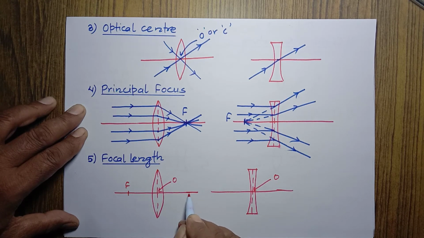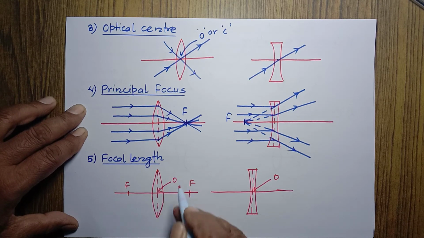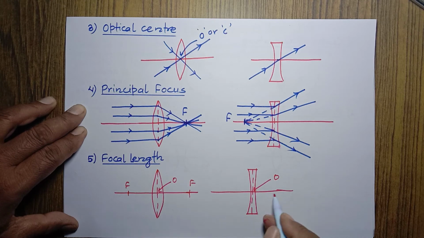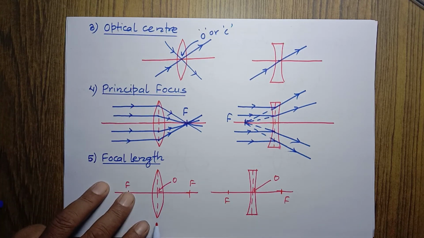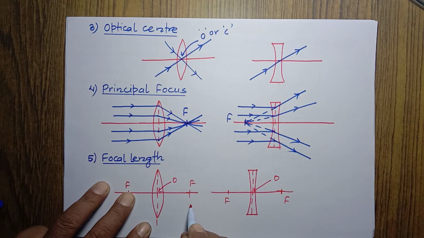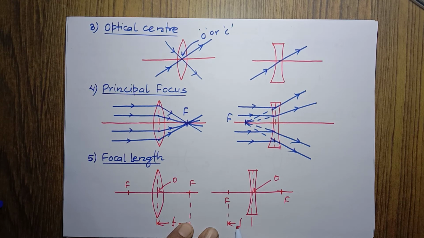Focus lies on both sides, because if light comes from this side, it passes through this focus. I mean to say, focus lies at equal distance from optical center on both sides. This is focus, here also focus. The distance between the optical center and focus of the lens, this is called focal length of the lens.